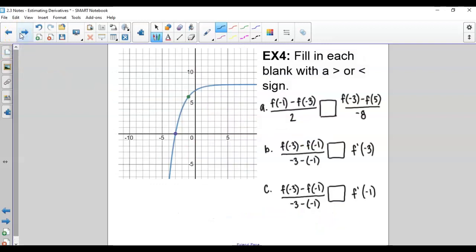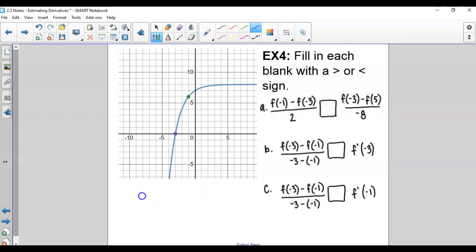All right, let's keep going. Your textbook is going to have some of these problems, and they're a little bit weird. We are going to look at what it means. You'll have a graph like this, and it says fill in each blank with a greater than or less than sign. What we have here is a bunch of slope formulas and derivatives to compare. Whenever I see f of -1 minus f of -3 over 2, let's think about this for a second.